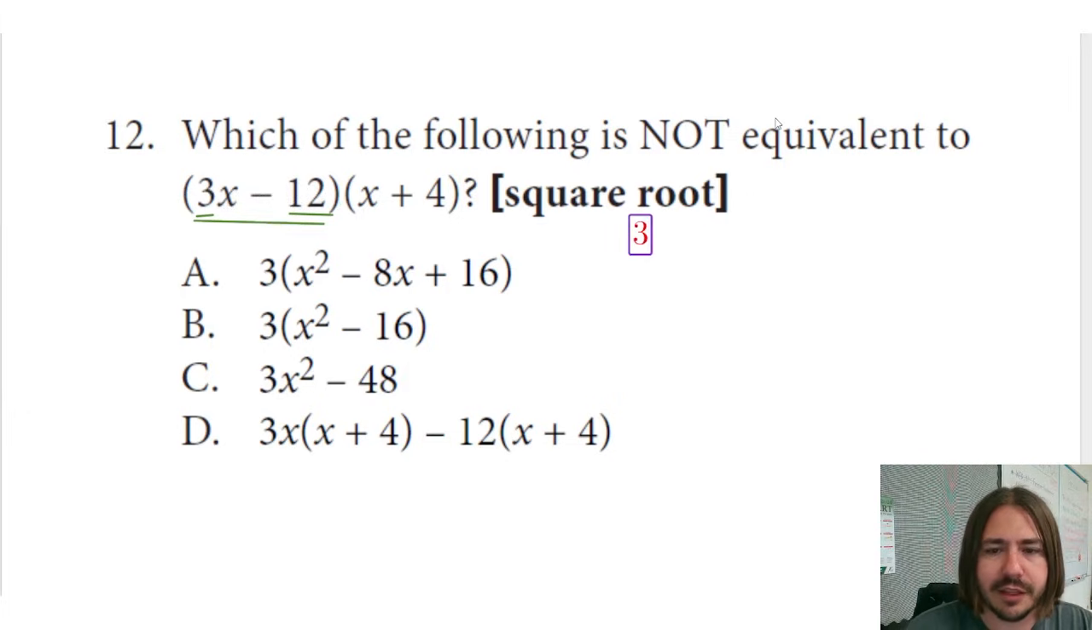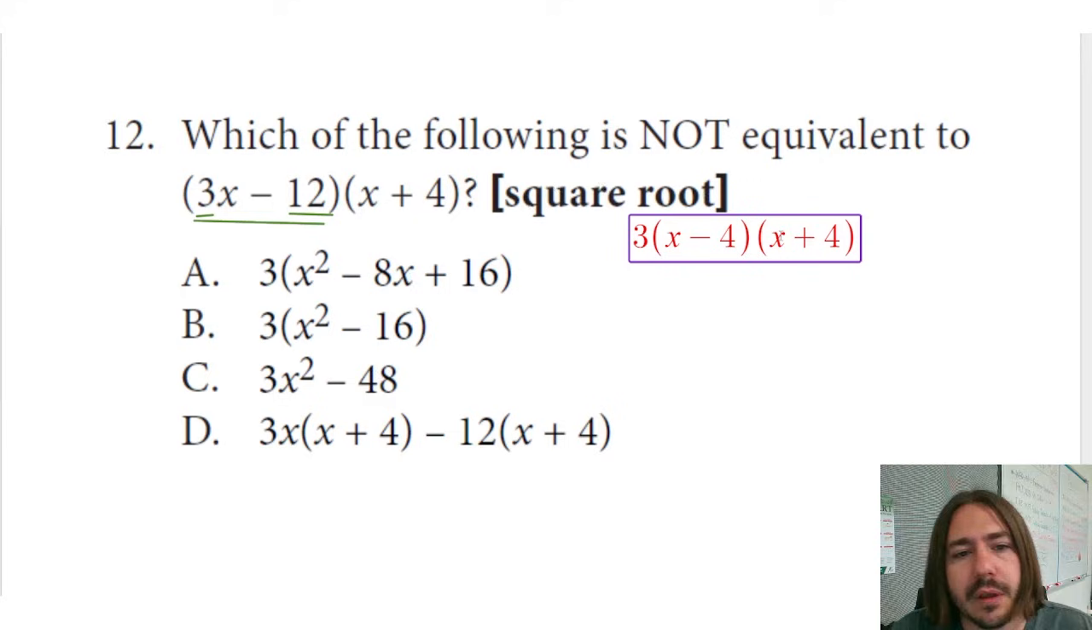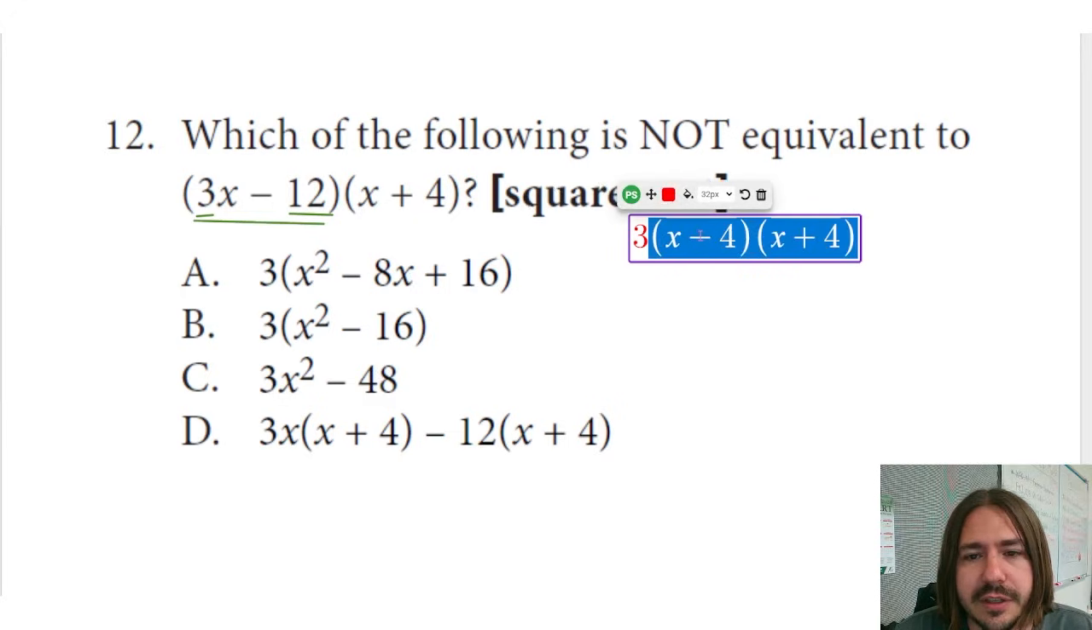So if I factor out that 3, I'll have 3 times (x - 4)(x + 4). Okay, so I'm looking at these answer choices. It doesn't really look like any of them, so I'm going to keep going. From here, I can multiply these two together.